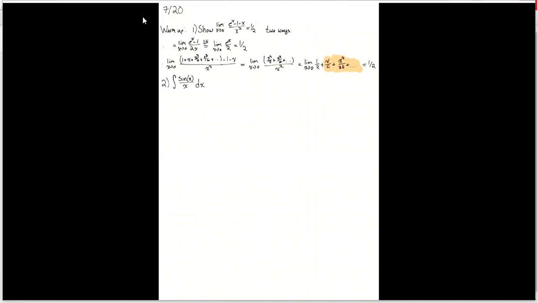Okay, so first off, let's write sine of x over x as a power series. We have 1 over x. Let's substitute in the power series for sine: the sum from n equals 0 to infinity of -1 to the n, x to the 2n plus 1, all over 2n plus 1 factorial.